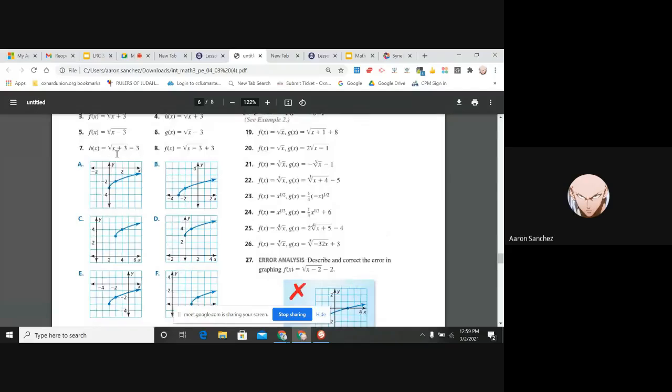Where does 7 go? That means I go to the left 3 and down 3. Which one goes to the left 3 and down? This one here. Left 3, down 3, so it's E. 7 is E. You guys see how we got that?